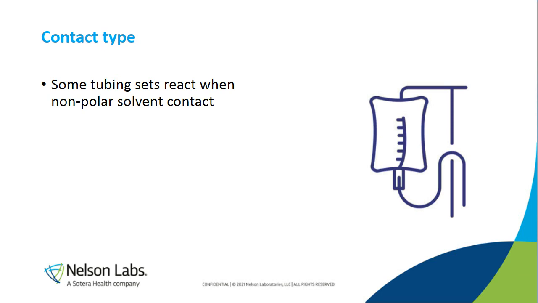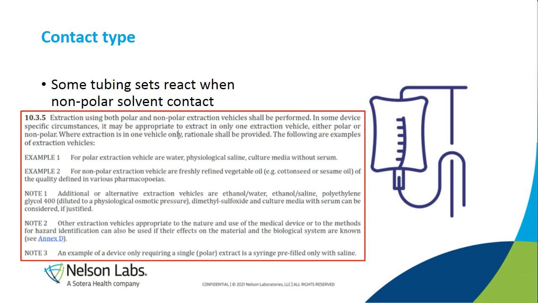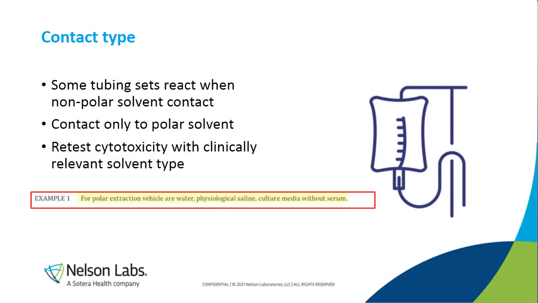And I would say also that ISO 10993-12, the one about sample prep, agrees with me, because it says that in cases where we know that there's only one type of contact, then that one extraction vehicle might be used, right? For cytotoxicity tests, for example, it says that a polar extraction vehicle like culture medium without serum might be used. So I would think, would it make sense to retest the cytotoxicity test with the clinically relevant solvent type? You have to take that into consideration as well.